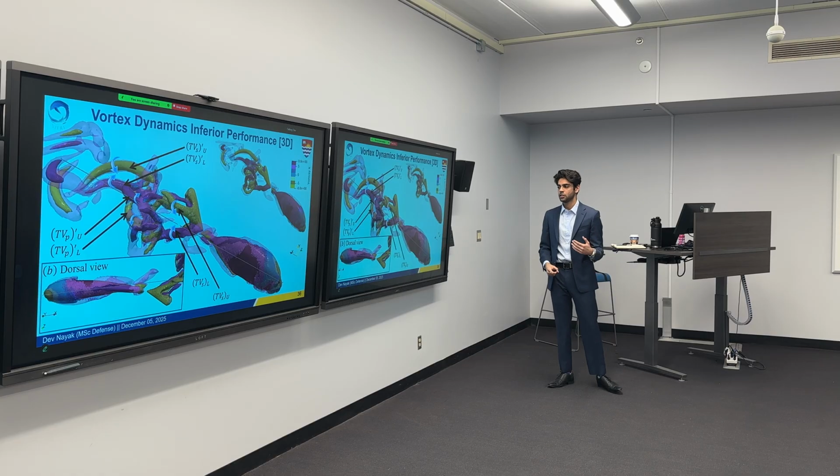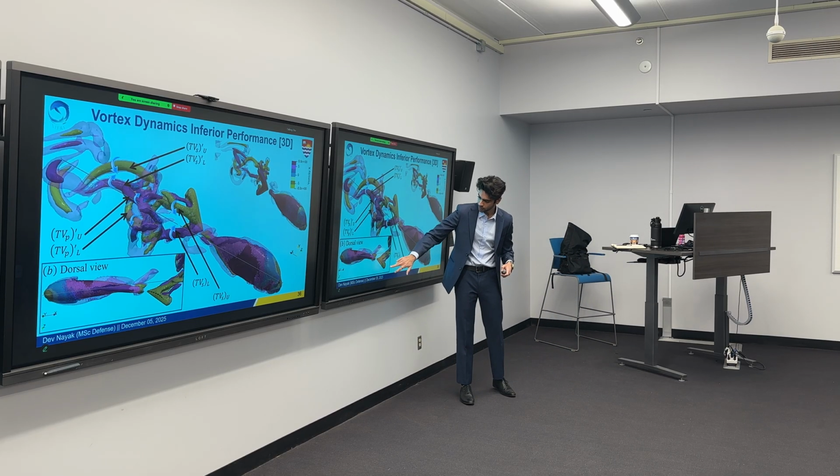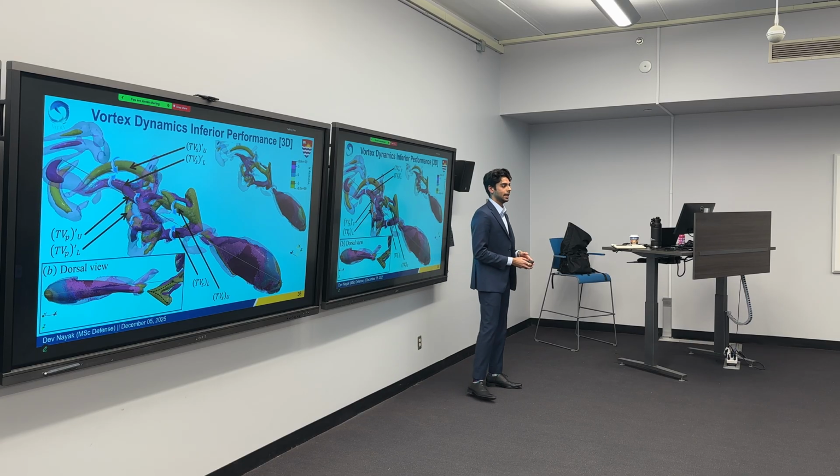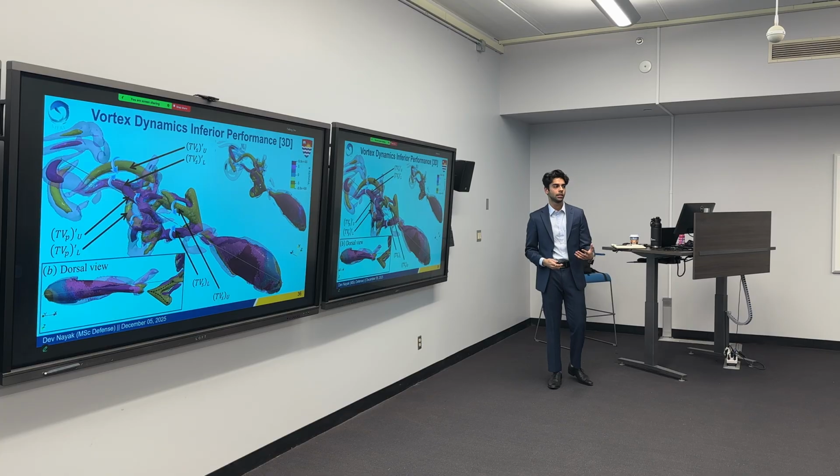And the second aspect is, if you look closely from the dorsal view, the leading edge vortex basically gets detached into components, and that early detachment is considered to be producing drag as well.